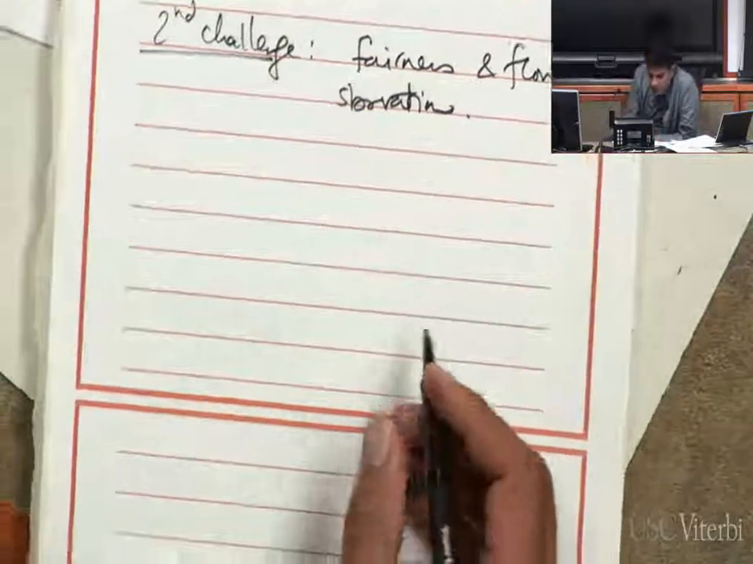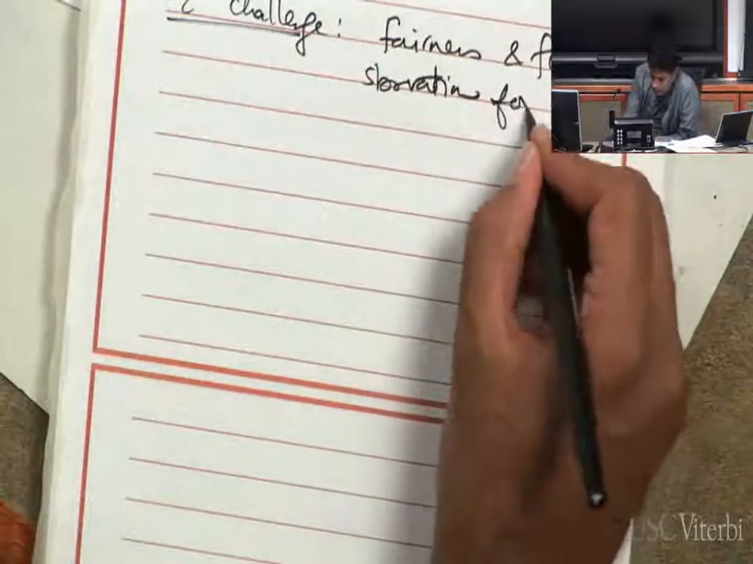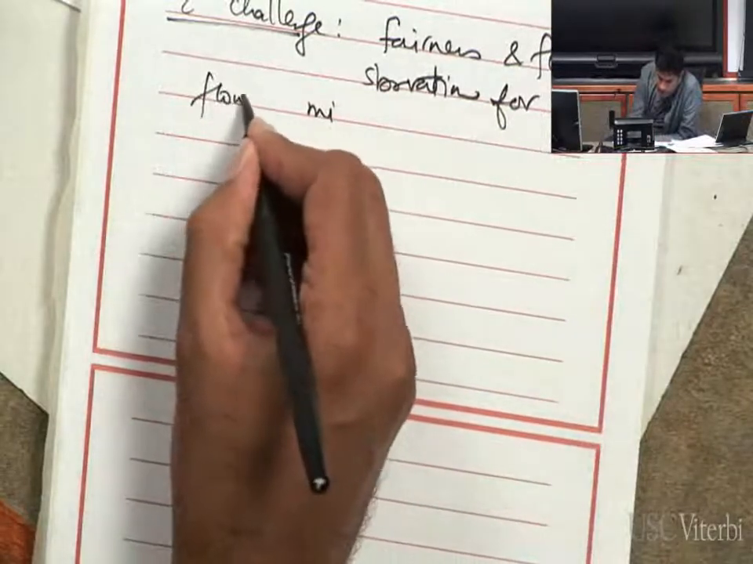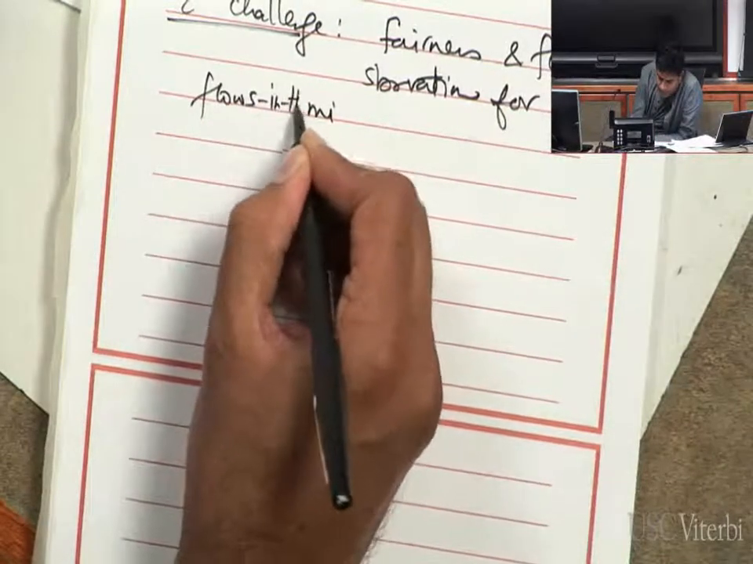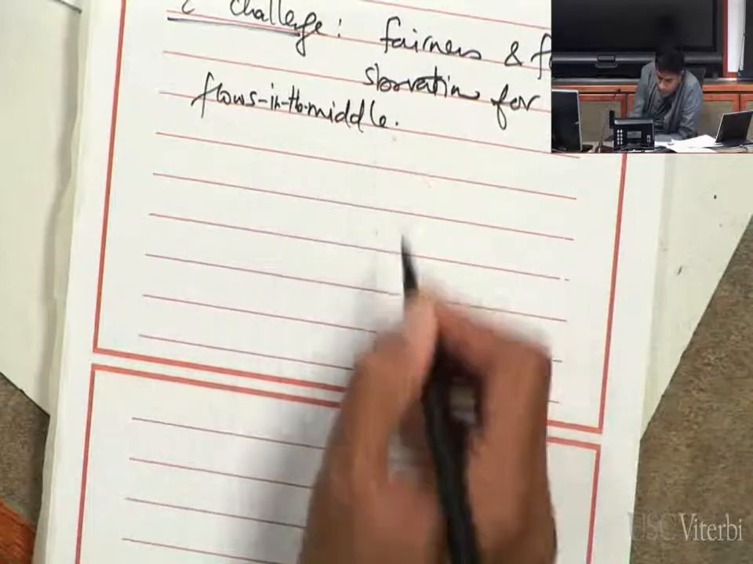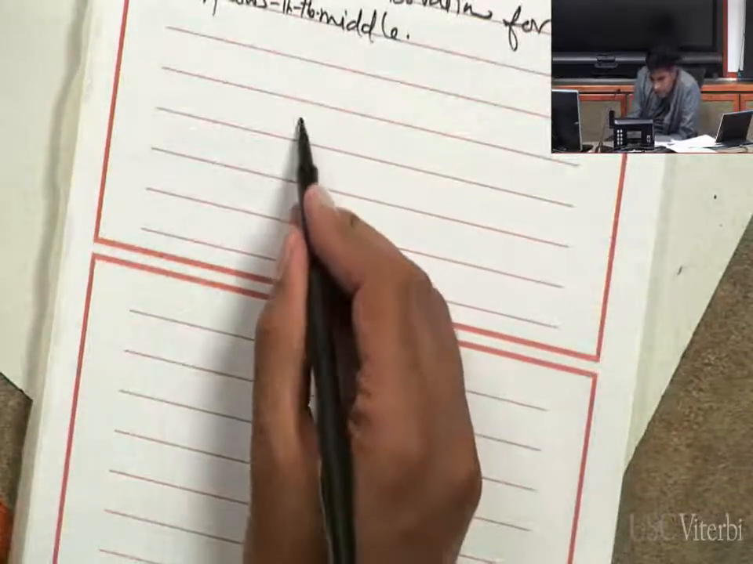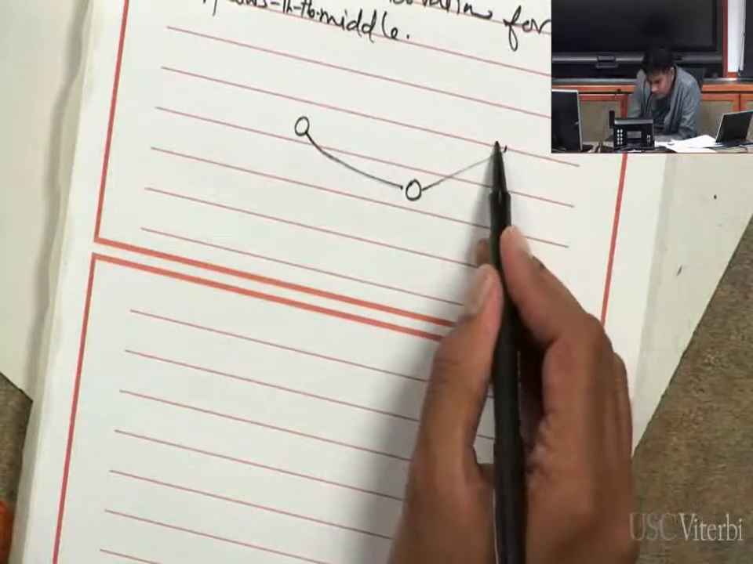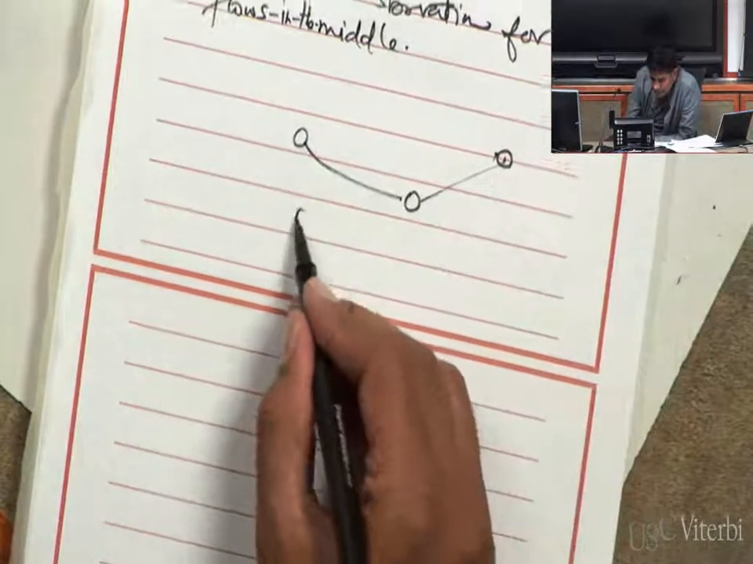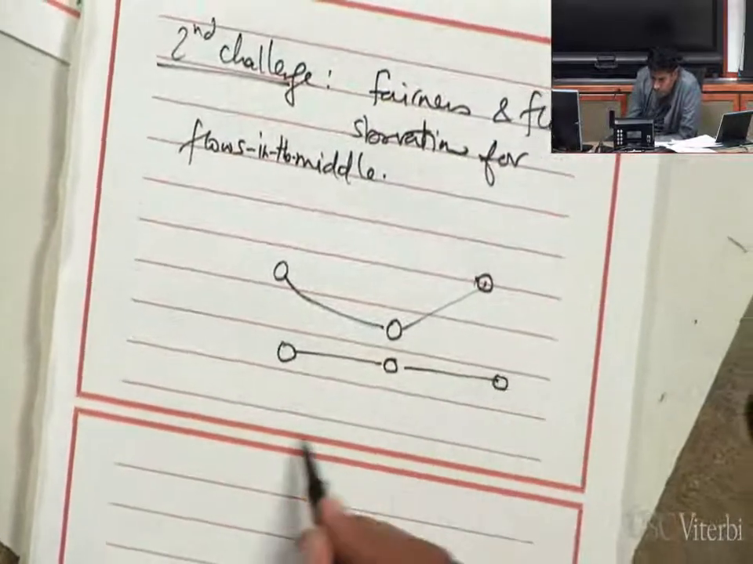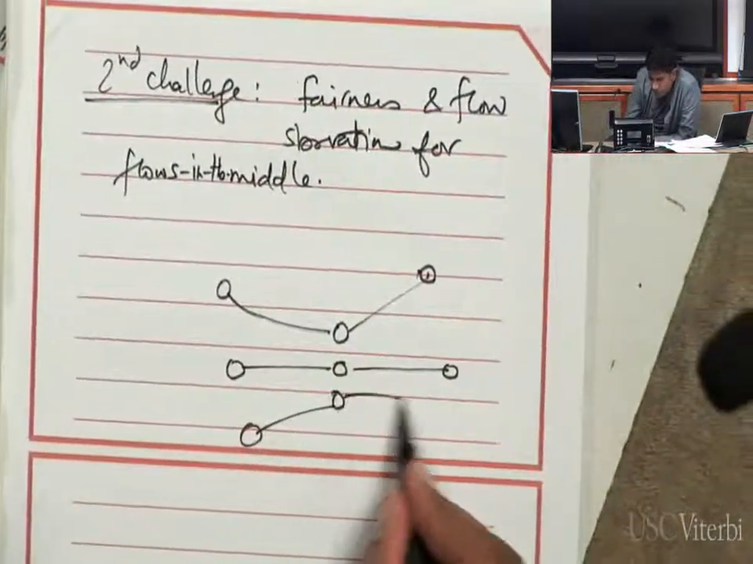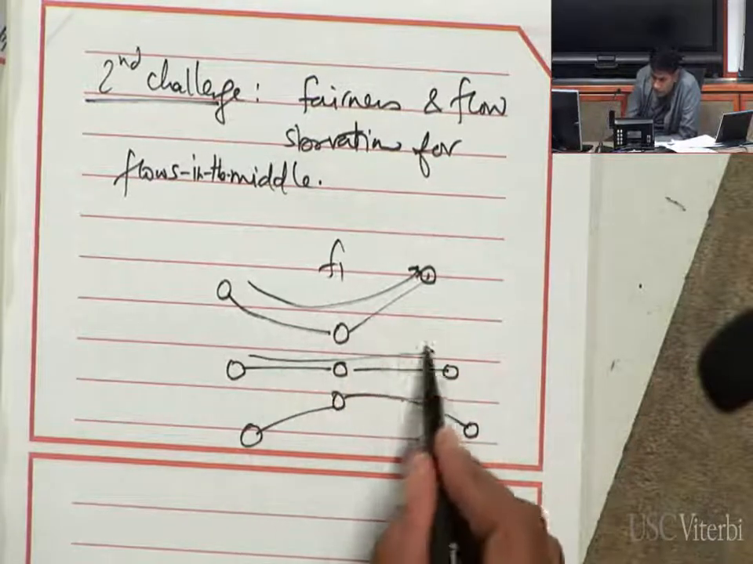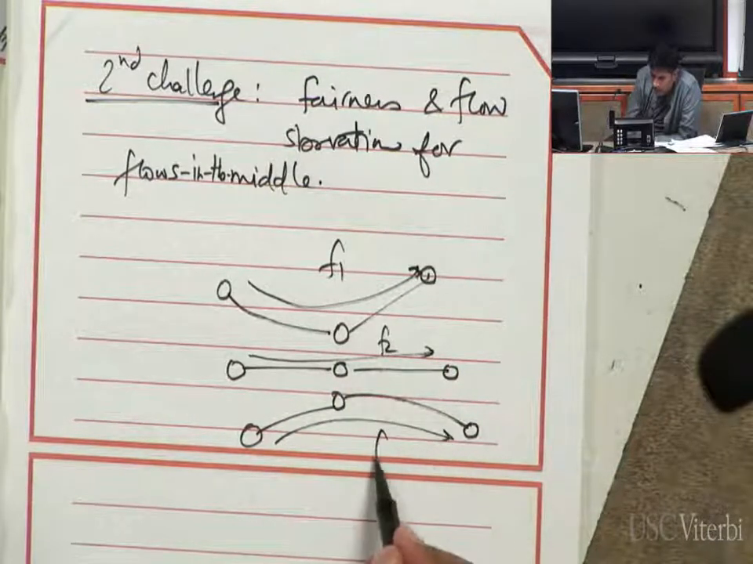That can occur for what we call flows in the middle. So let me give you a concrete example. Let's look at maybe 3 different flows. So here's flow 1, here's flow 2, and here's flow 3.